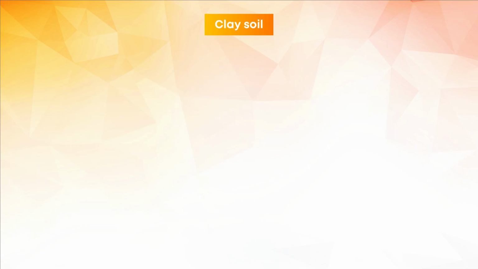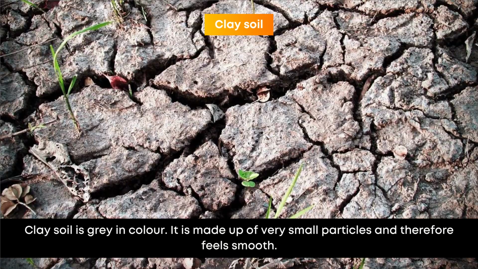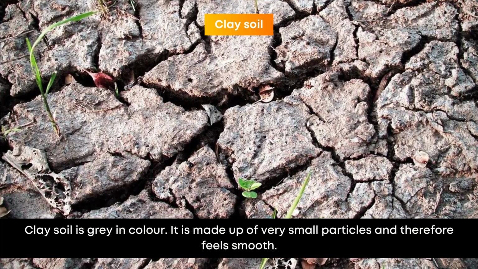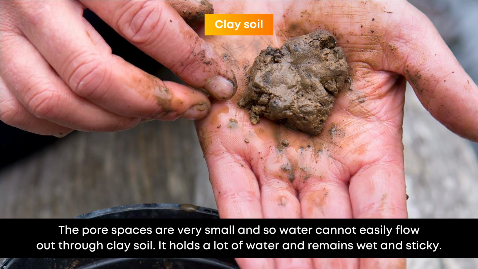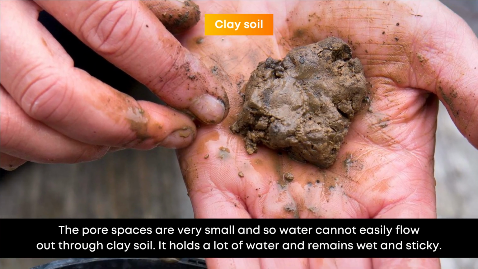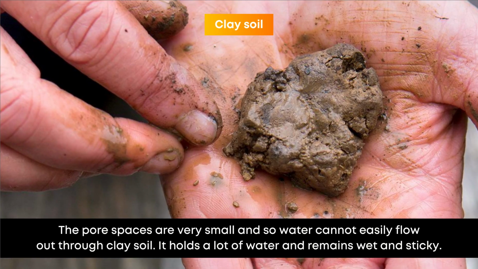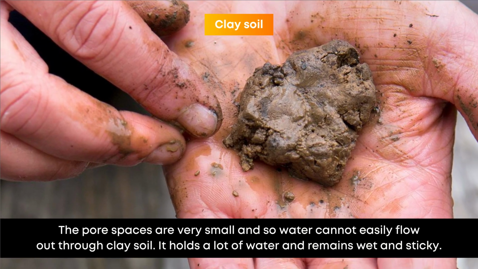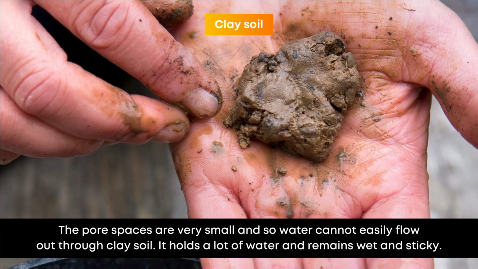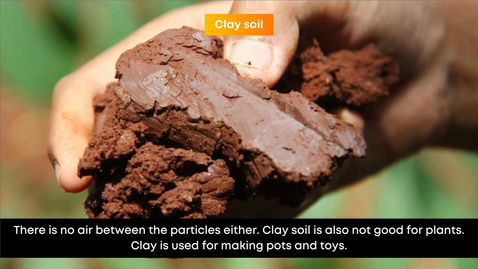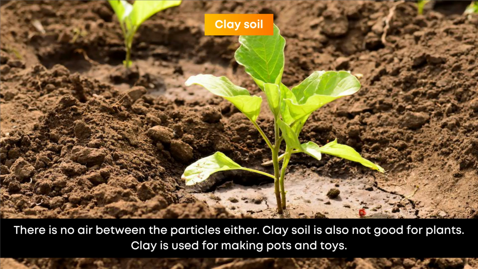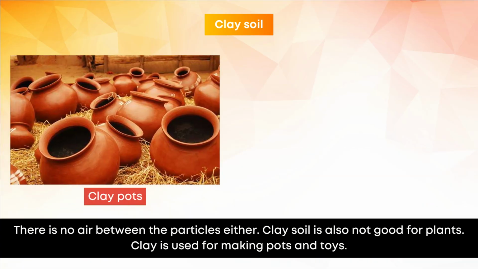Clay soil. Clay soil is grey in color. It is made up of very small particles and therefore feels smooth. The pore spaces are very small and so water cannot easily flow out through clay soil. It holds a lot of water and remains wet and sticky. There is no air between the particles either. Clay soil is also not good for plants. Clay is used for making pots and toys.